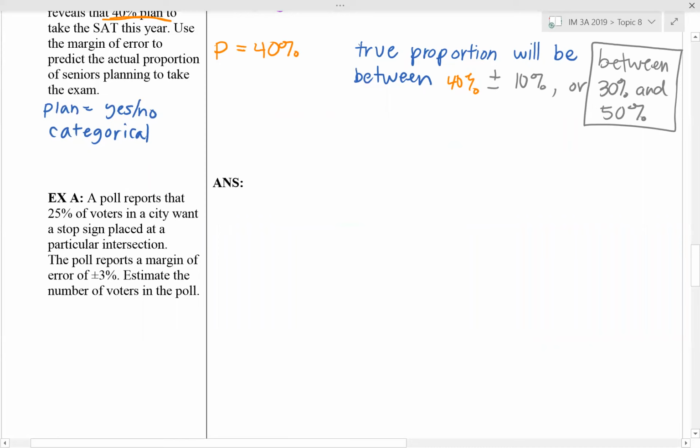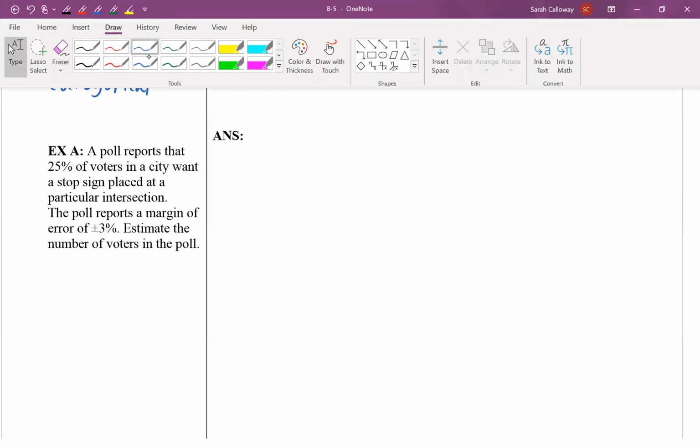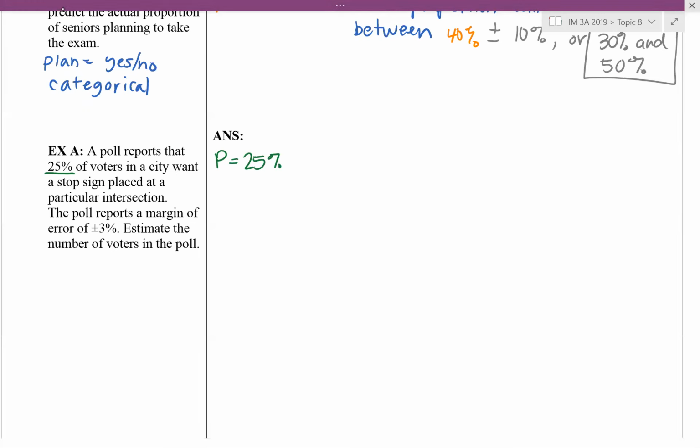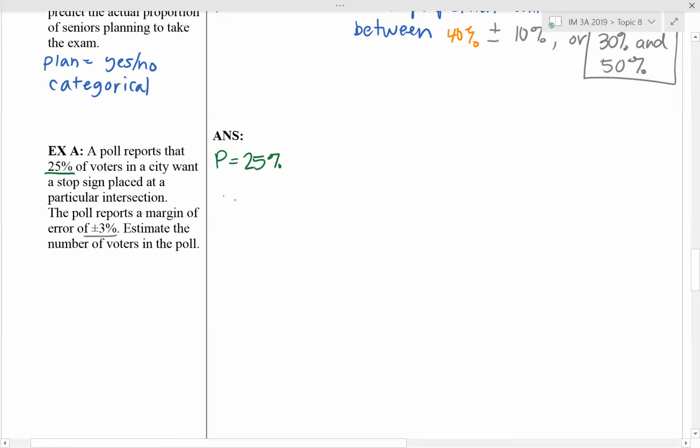Okay, so in example A, a poll reports that 25% of voters in the city want a stop sign placed at a particular intersection. The poll reports a margin of error of plus or minus 3%. Estimate the number of voters in the poll. So they're giving us the proportion, which is 25%. That was the result of the poll. And they also give us the margin of error.